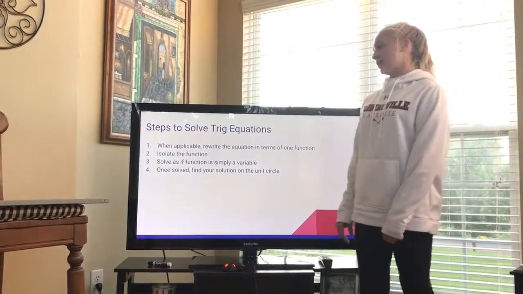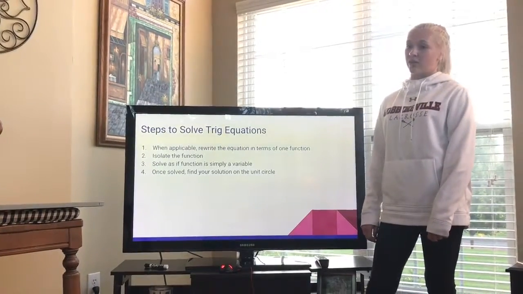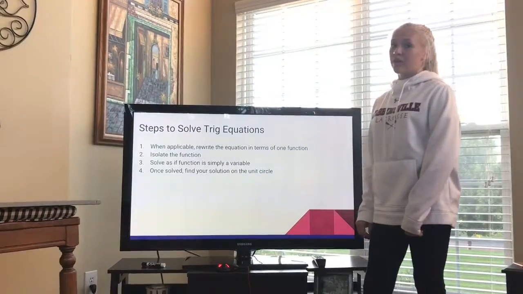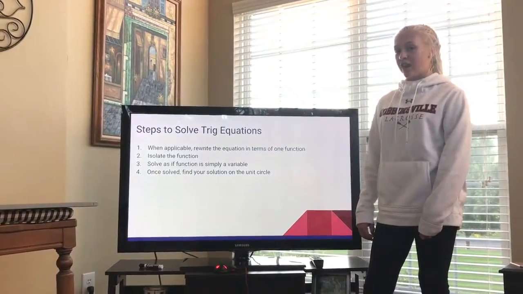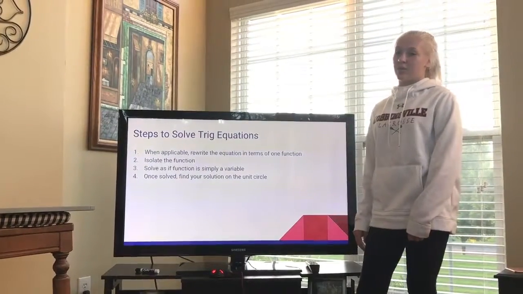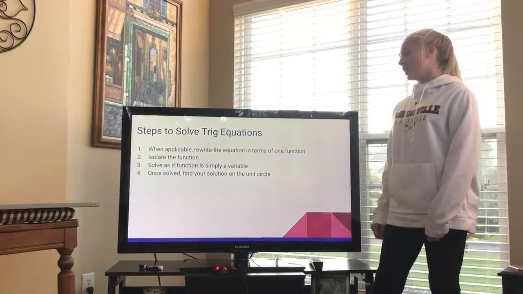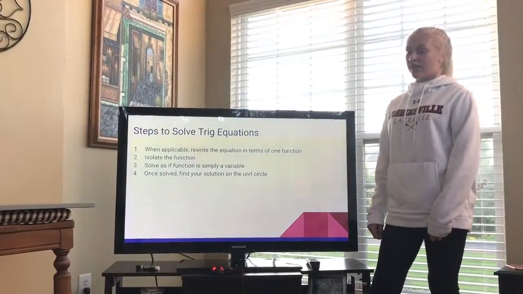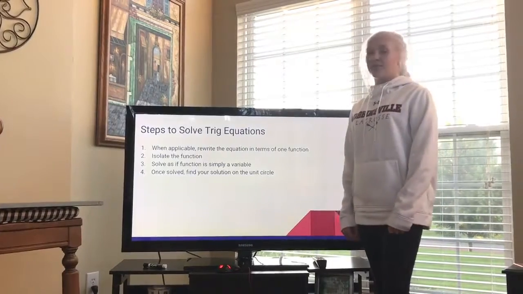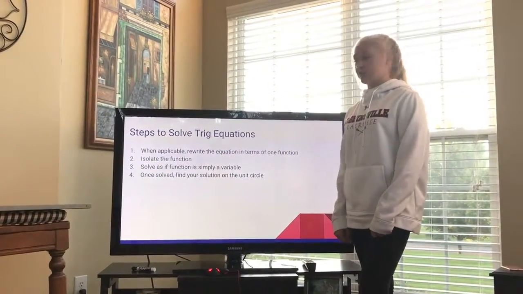And then the next step is to isolate the function, or to get the function on one side of the equation alone. The third step is to solve as if the function is simply a variable, and typically it is easier to rewrite the entire equation in terms of x rather than in terms of sine or cosine. And then the fourth step is to, once solved, find your solution on the unit circle. So if I had the solution sine of theta is equal to negative 1/2, I would find where negative 1/2 is on the unit circle, and that would be my answer.